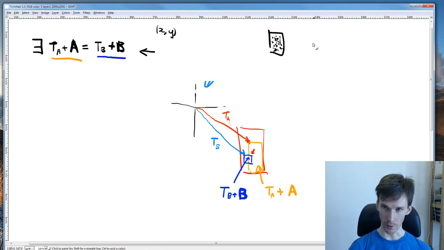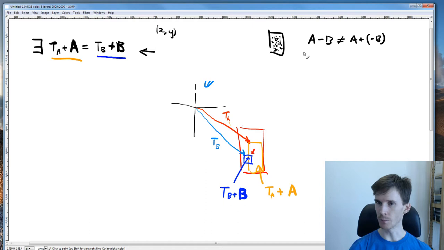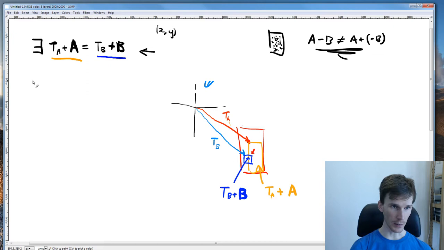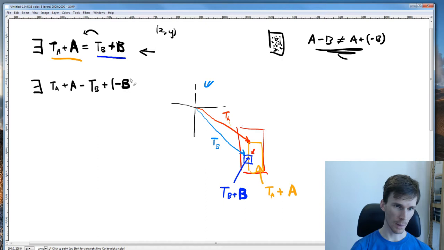remember that A minus B is not the same thing as A plus the inverse of B. So I actually got myself a bit confused and had to go back and try this again. So what you can do from here is you can say, and be very careful about how you do the algebra, we're going to throw these things across to the other side and say that TA plus all of the points in A, there exists for TA plus all of the points in A minus TB plus the inverse of B equals zero.